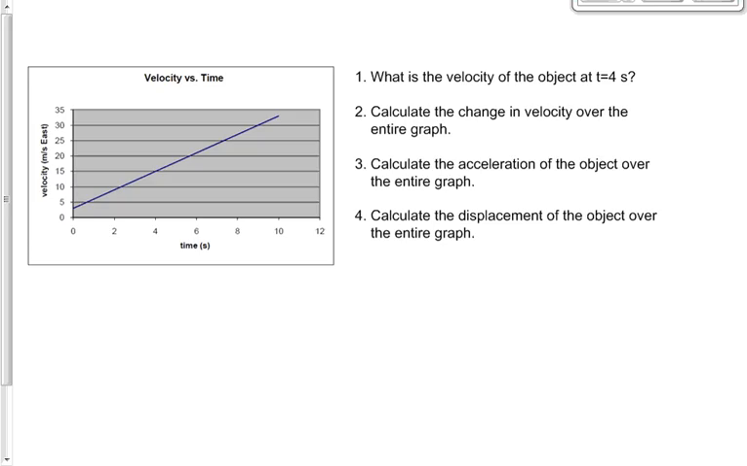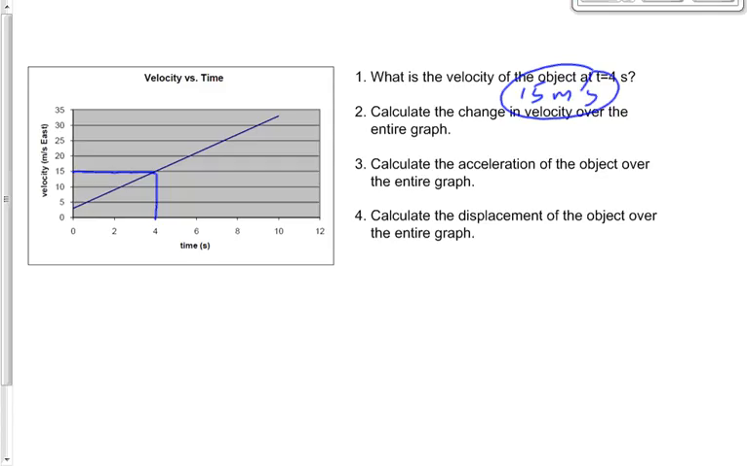What's the velocity of the object at 4 seconds? What are we going to do for that? Cody, I know that you know what we're going to do for that. Up and over. So at 4 seconds, we're going to go up. We're going to go over. The velocity at 4 seconds is 15 meters per second. Just like if I wanted to find the position at 4 seconds on a position time graph.